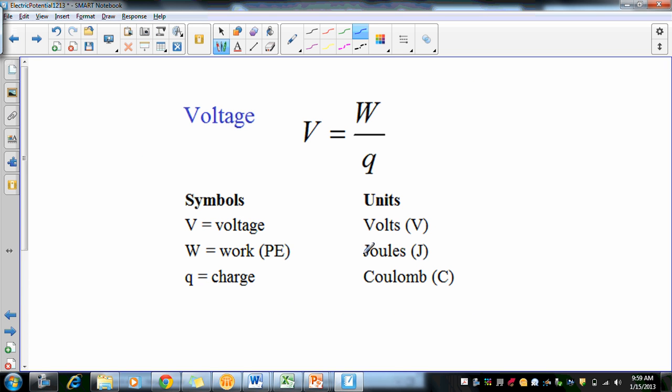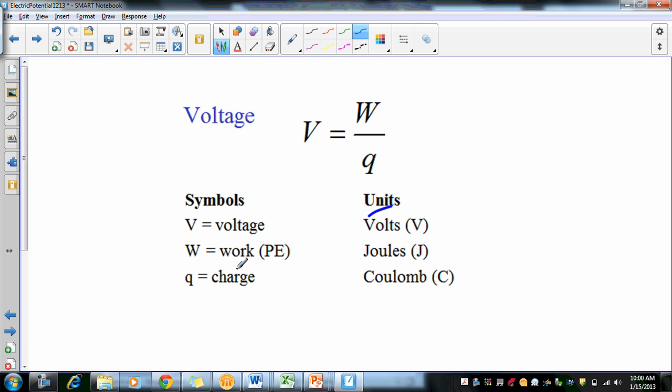So here's our first equation of the semester, voltage. Voltage is V, measured in volts. W stands for work, which can also be potential energy, and both of those are measured in joules. And Q is for charge.